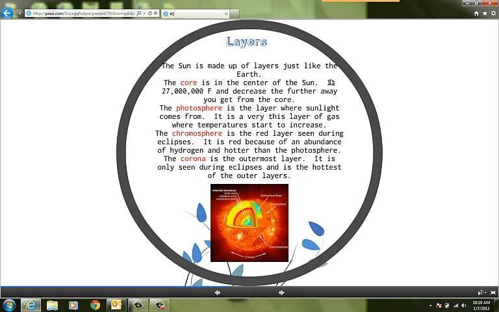The corona is the outermost layer. It is only seen during eclipses, and it is the hottest of the outer layers. So the temperature in the sun decreases when you go from the core outward, but once it reaches the photosphere, the temperatures actually start to increase all the way to the end of the corona.